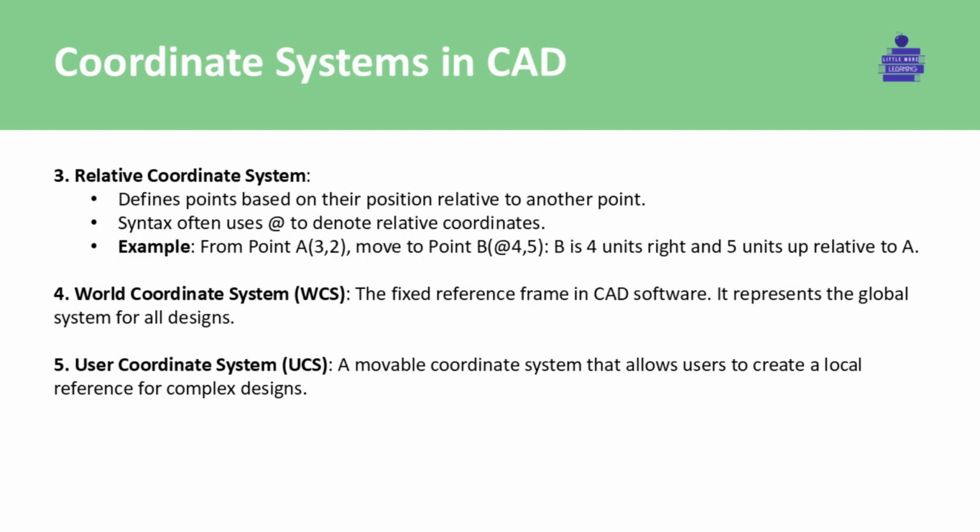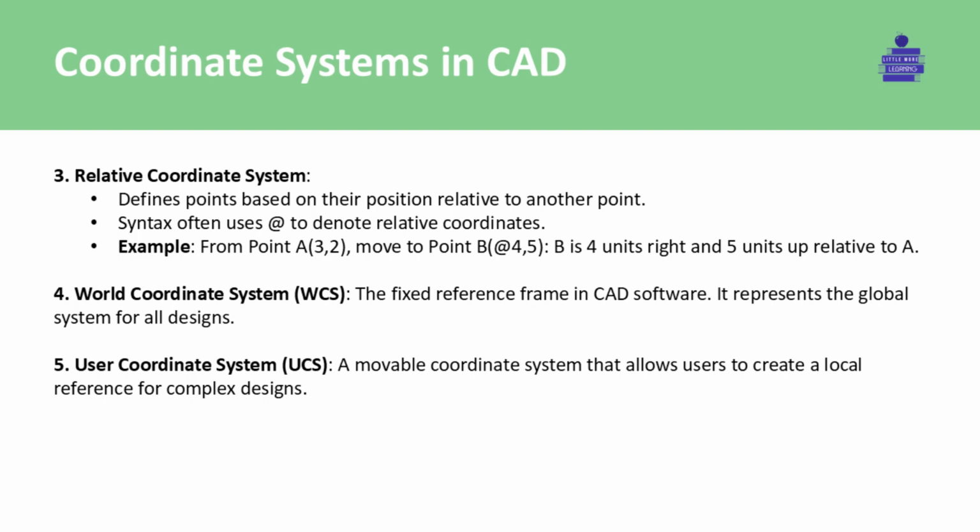The polar coordinate system is particularly useful when working with circular designs or angles. Instead of saying go right and up, we say go this far at this angle, like a compass bearing and distance. For instance, point P, 5 < 30 degrees, means go 5 units at a 30-degree angle. Then we have relative coordinates, which are incredibly practical. They're like saying from where I am now, go 4 units right and 5 units up at 4, 5.